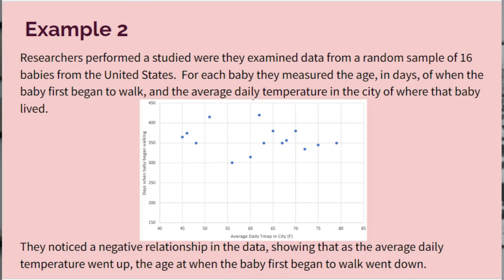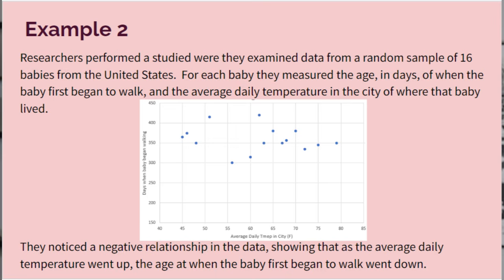can be conducted. Now, in this example, researchers performed a study where they examined data from a random sample of 16 babies from the United States. For each baby, they measured the age in days of when the baby first began to walk and the average daily temperature in the city where that baby lived. So we're trying to see if there's a relationship between the temperature of where a baby lives and how long it takes that baby to walk.